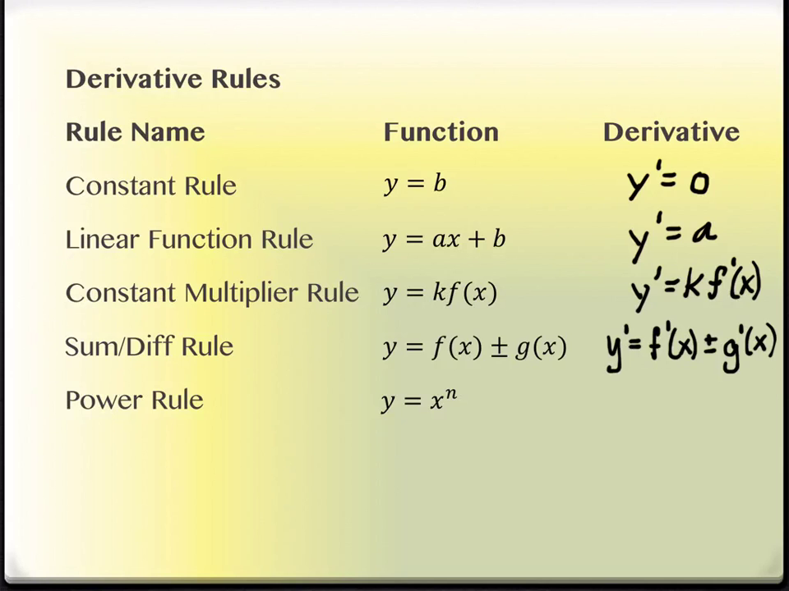Okay, how about power rule? The derivative is equal to n x to the n minus 1. Okay, so we bring the exponent down and then we decrease the exponent by 1. Is everybody good with this list so far? I think what we have left are the trig rules, right? They're our favorite.